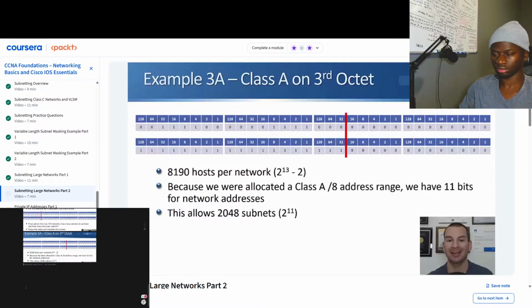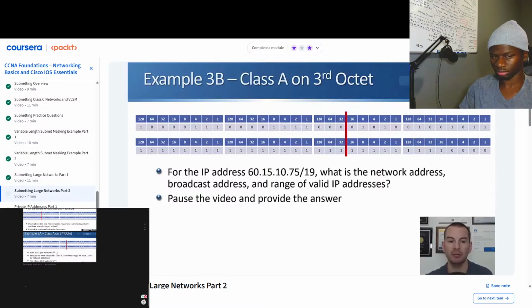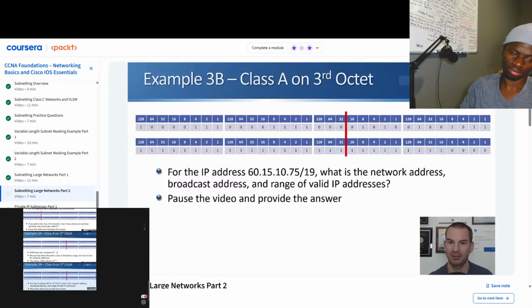And because we were allocated a class A /8 range, the difference between a /8 and a /19 is going to be 11 bits. So to figure out how many networks we have, it's 2 to the power of 11. We already know 2 to the power of 10 is 1024, so we'll double that again. That gives us 2048 subnets. As usual, we've got the second part to the question. For the IP address 60.15.10.75/19, what's the network address, the broadcast address, and the range of valid IP addresses? Please pause the video as usual, and I'll see you back with the answer.